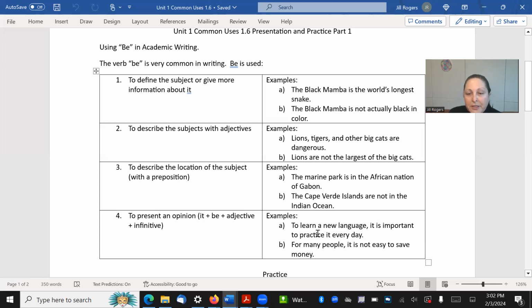For many people, it is not easy to save money. Okay, in this case, we see that it's a negative, but we have that pattern. It plus be, which is the be form of the verb is, not is the negative, easy is the adjective, and then the infinitive to save. And then in this case, we needed extra information.